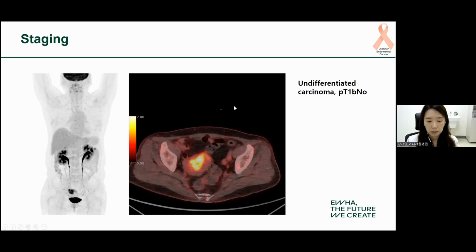So she had surgery. The pathologic finding is undifferentiated carcinoma. So it's a little bit more aggressive type of cancer compared with the previous one. And the pathologic staging is T1b, and the N staging was negative. So the final staging of the patient is T1b N0.